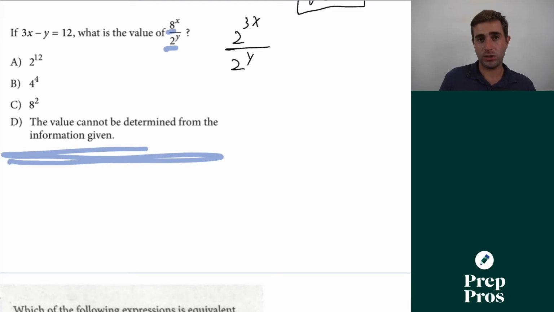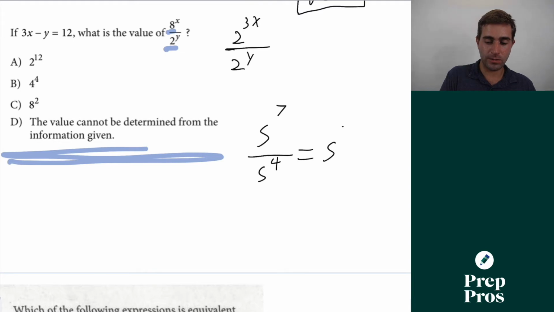Now some students do this and they still kind of get stuck. But if I asked you what 5 to the 7th over 5 to the 4th is, as long as you're comfortable with your exponent rules, you'd probably really quickly be like, oh, that's 5 to the 3rd. I know I'm subtracting them, right? So this is no different than 5 to the 7 minus 4.